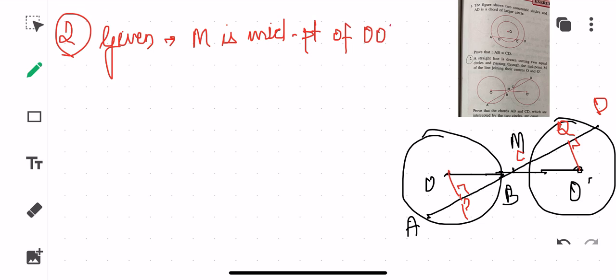Okay, so if it is the midpoint of OO dash, children, then what can you write? Can you write that OM will be equal to O dash M? Alright, so next what will you be writing? What do you need to prove? You need to prove that AB is equal to CD.